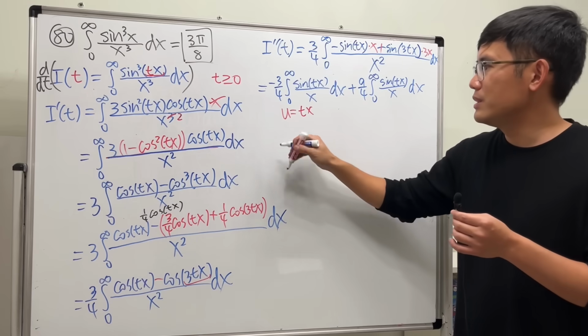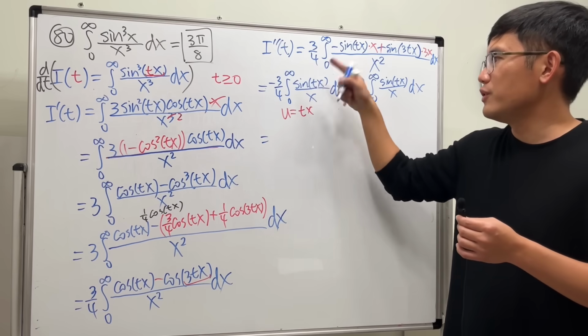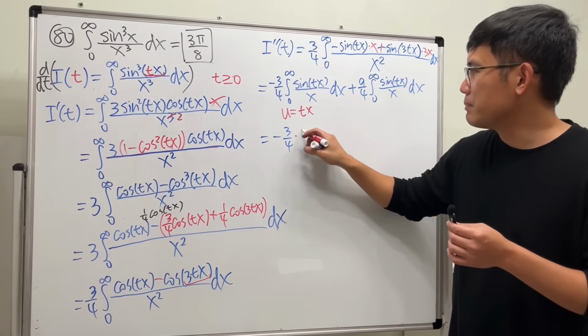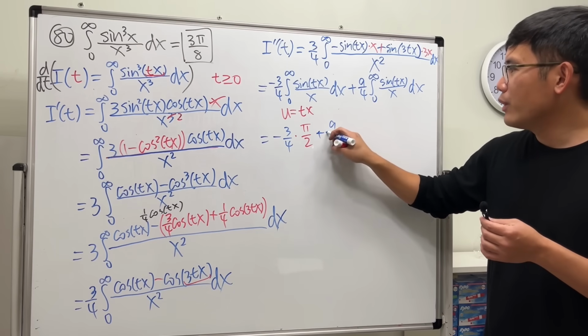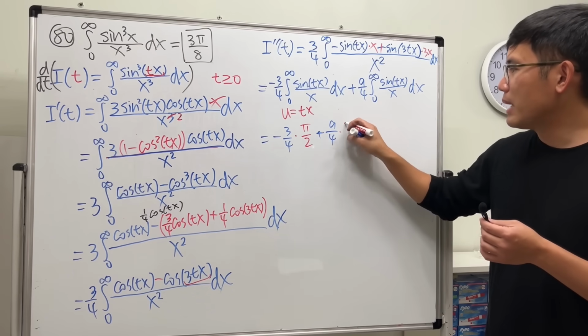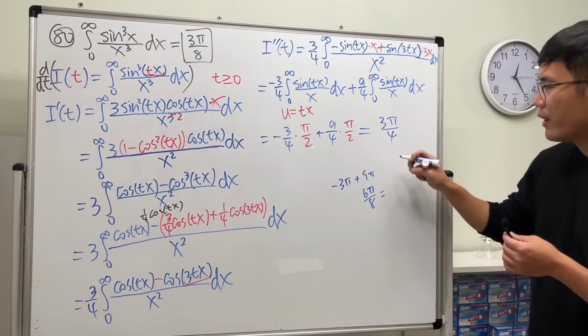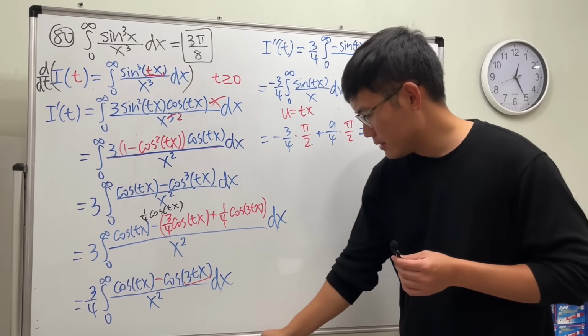You will see it's going to give you, in fact, you can have any constant multiple. This is just going to give you pi over 2. Negative 3 over 4 times this thing is pi over 2. Likewise, plus 9 over 4. And that will give you pi over 2 as well. All this is 3 pi over 4. This is not the answer yet.